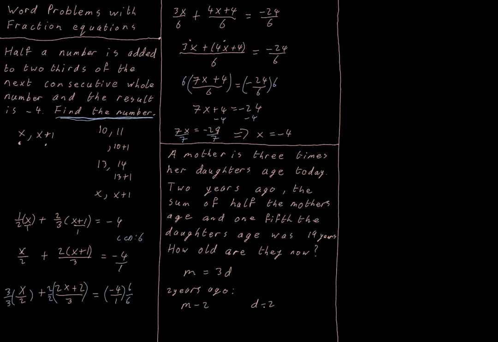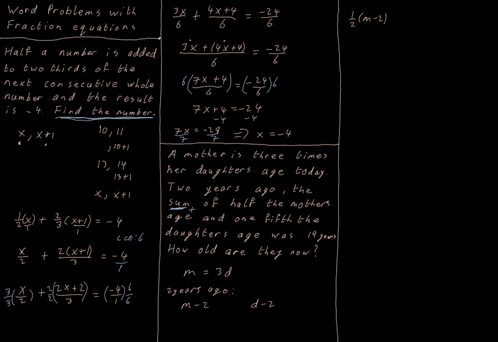So that is the ages that we're talking about in this situation, but we also have fractions to deal with. So 2 years ago, we now know how to label their ages. The sum of means we're adding our ages together. So adding, we're going to add stuff up for the sum. So we're adding up half the mother's age. So half the mother's age 2 years ago would be half of M minus 2.